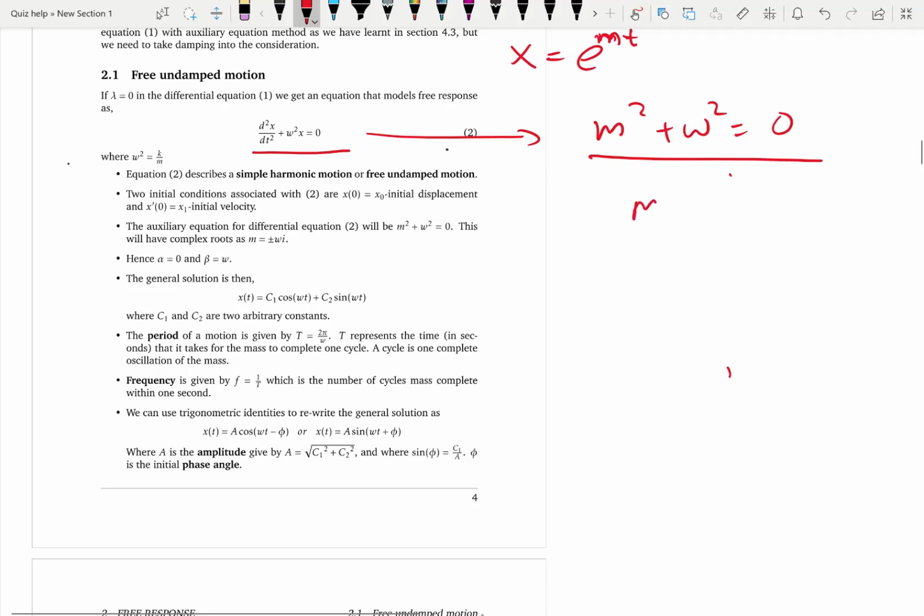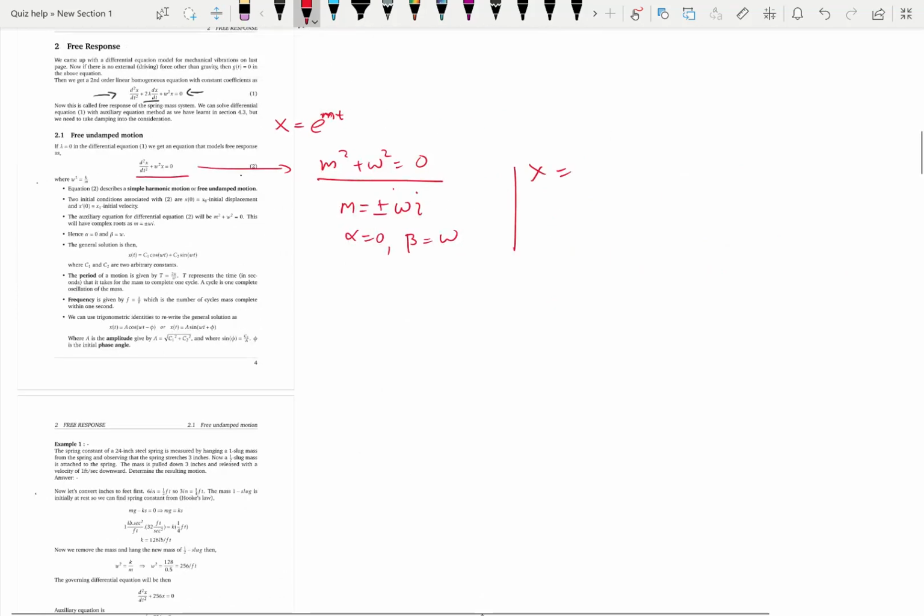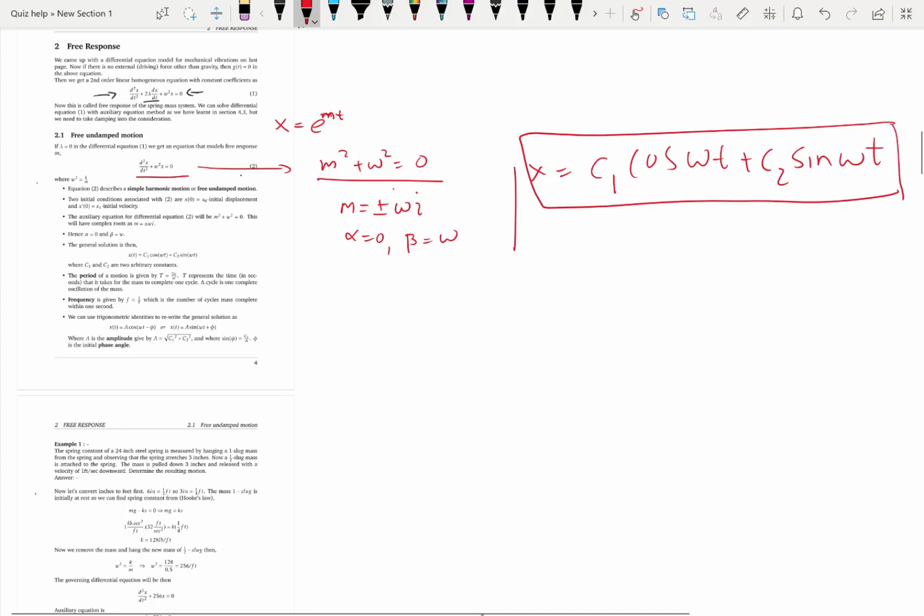Well, the roots are complex roots, plus or minus wi. This is something you should be able to derive by now. So that means alpha is 0, beta is w. So our solution should ideally look like x equals e to the alpha t, which is e to the 0t, and e to the 0 is 1. So x equals C1 cosine wt plus C2 sine wt. Now the solution for the differential equation looks like this.